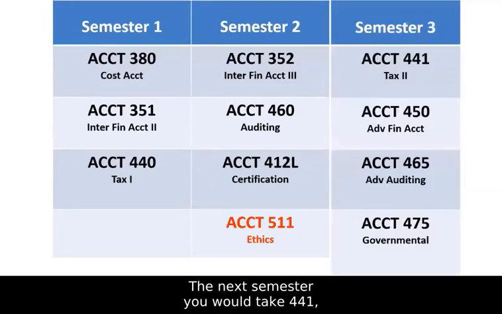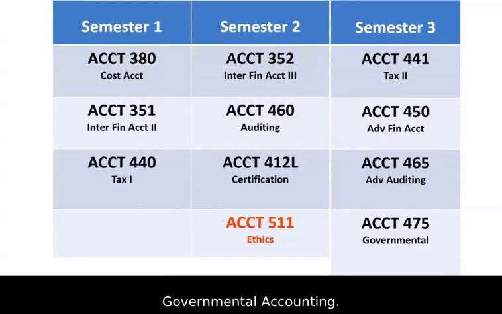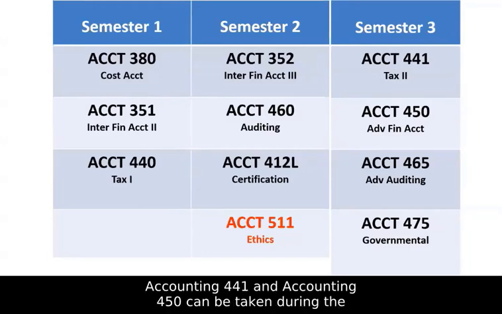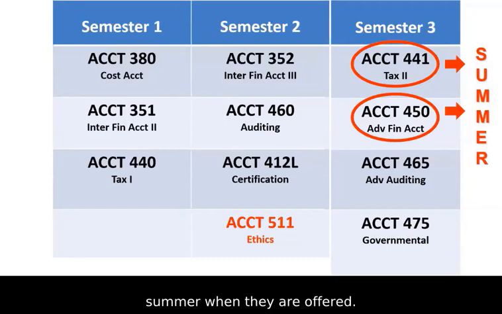The next semester, you would take 441, that's the second tax class, 450, advanced financial accounting, 465, advanced auditing, and 475, governmental accounting. Accounting 441 and Accounting 450 can be taken during the summer when they are offered.